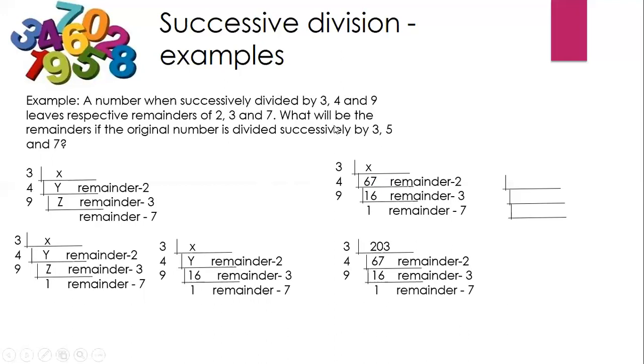Now we need to find out the remainders when it is successively divided by 3, 5 and 7. When 203 is divided by 3, we get 67 as our quotient and 2 as our remainder. That 67 when divided by 5, we get 13 as our quotient and 2 as our remainder. That 13 when divided by 7, we get 1 as our quotient and 6 as our remainder. So the remainders will be 2, 2 and 6. Thank you.